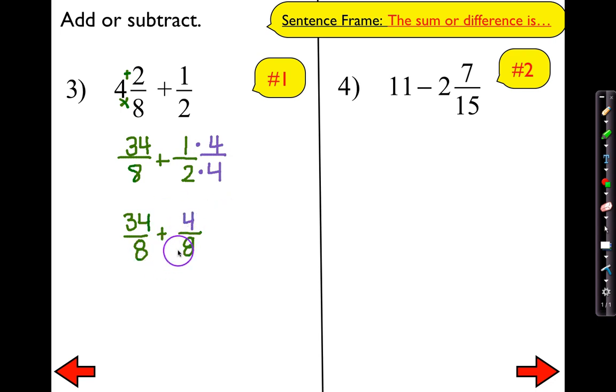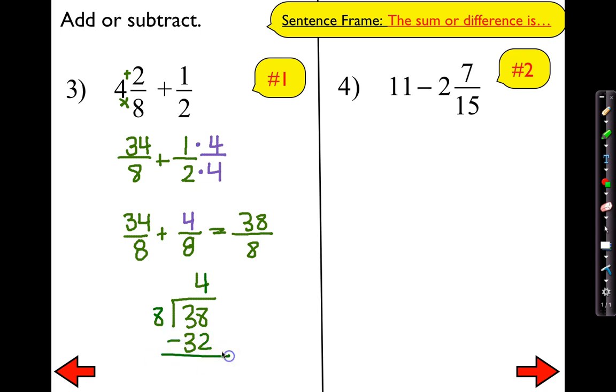So at this point, since they are like denominators, I can go ahead and combine the numerators. 34 plus 4 is 38. And then the 8 remains the same. So it's 38 eighths. This is a mixed number. So in order to do that, let's go ahead and divide. 38 divided by 8. 8 goes into 38 about, say, 4 times, which gives us 32 and leaves us with a remainder of 6. So we're left with 4 and 6/8.